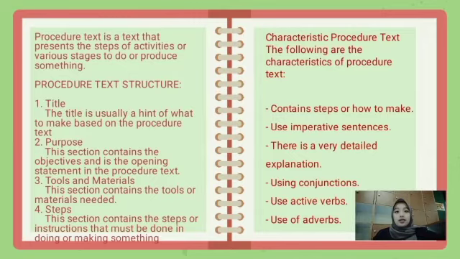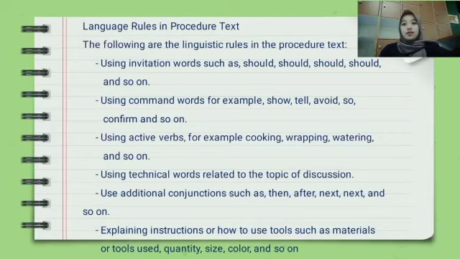Number one is contains steps or how to make. Number two, use imperative sentences. Number three, there is a very detailed explanation. And then, using conjunctions, use active verbs and use of adverbs. Language rules in procedural text. The following are the linguistic rules in the procedural text.